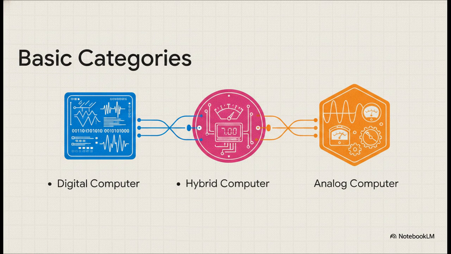Then we have analog computers, which process continuous physical data like temperature or pressure changes. Think of an old school thermometer or a traditional car speedometer. And finally, hybrid computers. These logically combine the sheer speed of analog with the memory and exact accuracy of digital. It's a really simple, elegant 3-part breakdown to keep in mind.